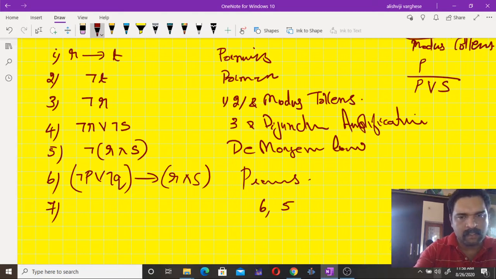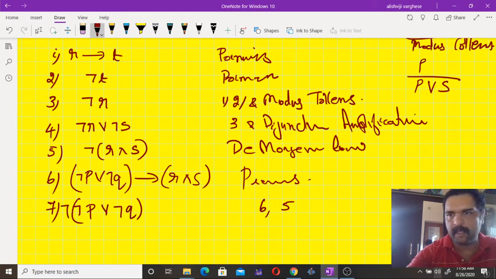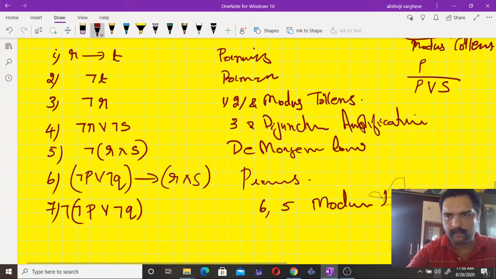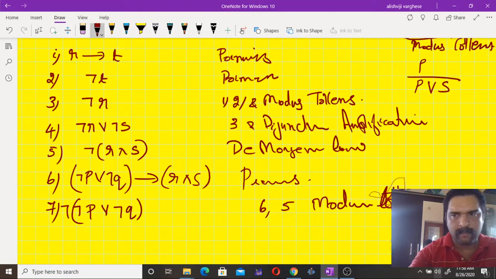So obviously the negation of P or negation Q is true. That is again by the argument of modus tollens. Modus tollens, that is P implies Q, then negation Q implies negation P.